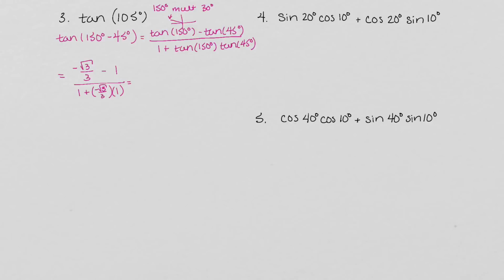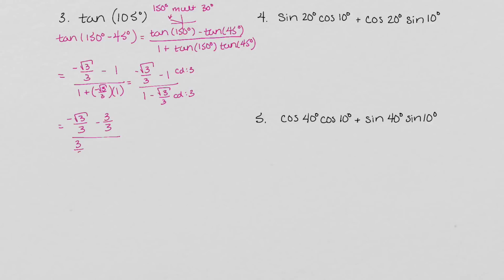And so we end up with negative root 3 over 3 minus 1 over 1 minus the square root of 3 over 3. Now, we've done the substitution part of it, but we do need to simplify this. And so we are going to have to find a common denominator. And so for the numerator, the common denominator is 3. It's the same for the denominator. So those 1s become 3 over 3 when we multiply by 3 over 3 to get a common denominator. So what we end up with is negative root 3 over 3 minus 3 over 3, and that's again our 1 that we've made into a fraction so we can combine them.